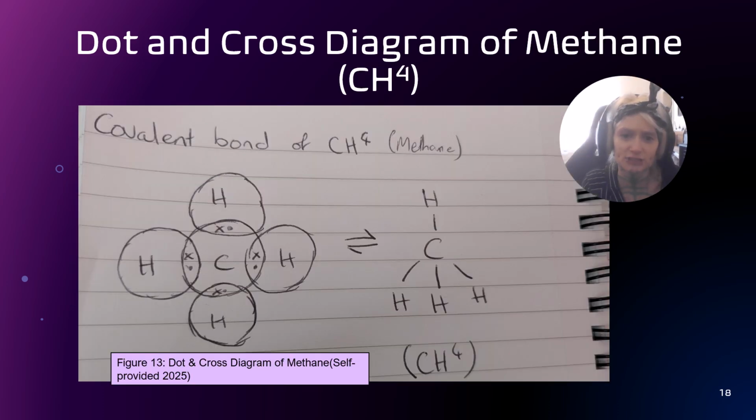In this dot and cross diagram, it shows a carbon atom forming 4 single covalent bonds with 4 hydrogen atoms. Each carbon atom has 4 valence electrons, which means it's in group 14, and each hydrogen has 1 electron, meaning it is in group 1. Carbon shares with each hydrogen to form a stable octet, creating 4 single covalent bonds, and this ensures each atom achieves stability, with 2 electrons in the outer shell for the hydrogen atom.